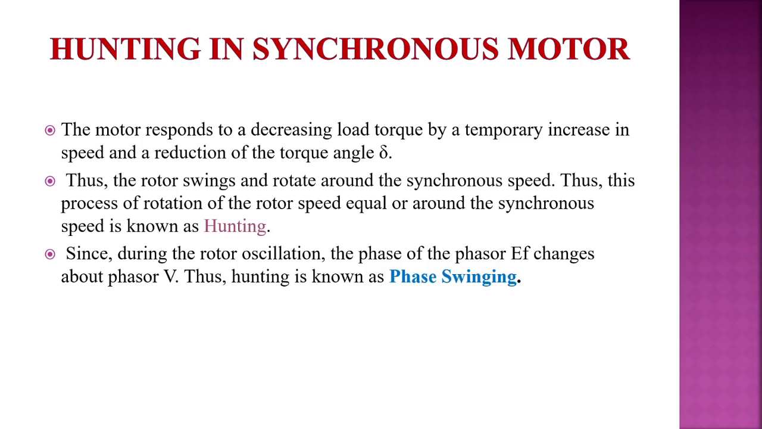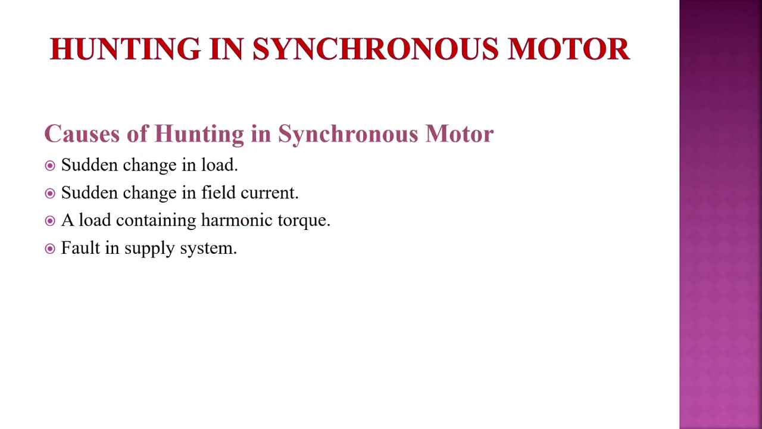During the rotor oscillation, the phase of the phasor EF will change about the phasor V. So hunting is known as phase swinging. Why is hunting also called phase swinging? Because the phase of the phasor voltage EF will change about the phasor V. That's why it is called phase swinging.